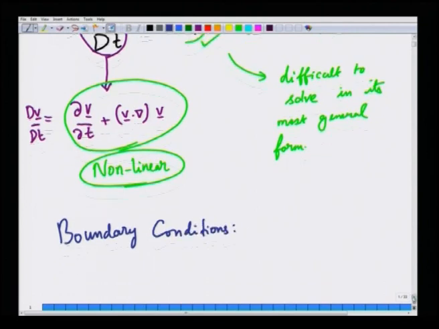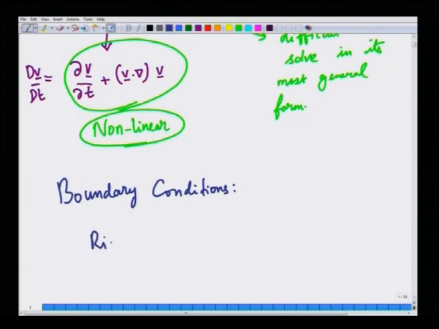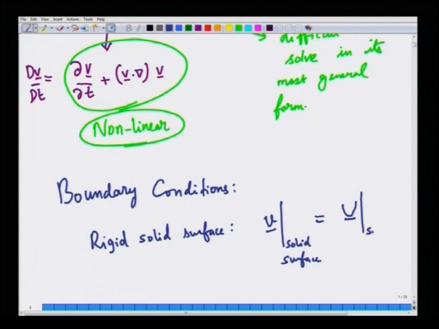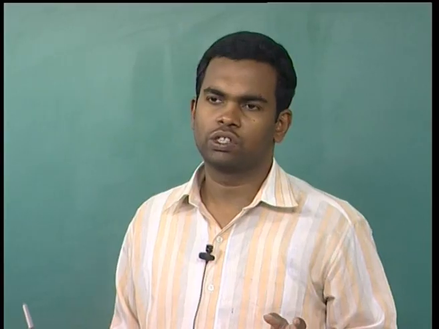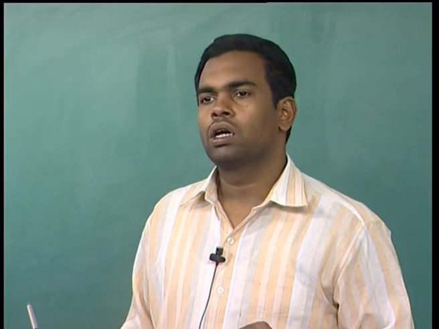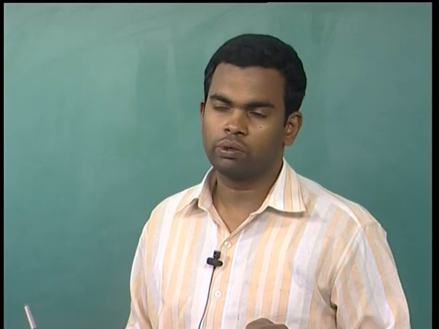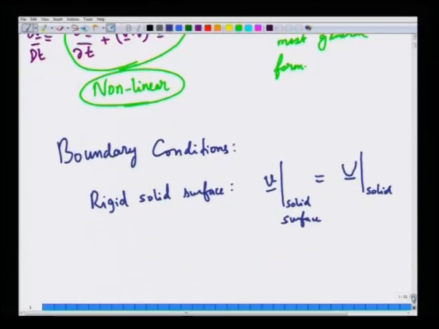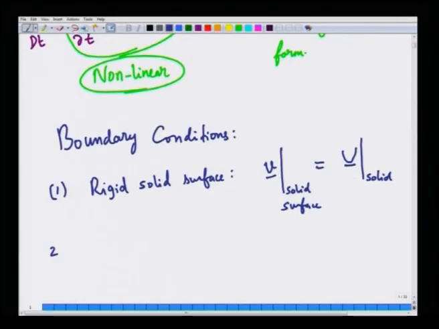The boundary conditions are, for a rigid solid surface, the velocity of the fluid at the solid surface is equal to the known velocity of the solid. If the solid is moving with a constant velocity, the fluid velocity at the boundary of the solid will take the same velocity as the solid. This is called the no slip condition, and if the solid surface is stationary, then the fluid will also be stationary. So, this is one important condition at a rigid solid surface.